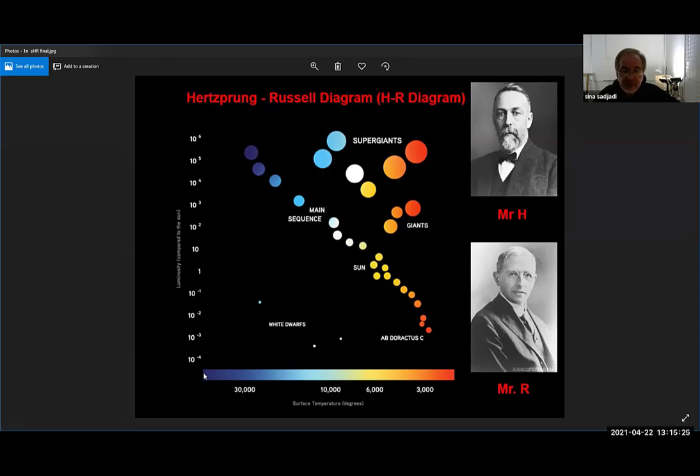And they had no idea what they were going to come up with. They weren't working together. Eventually they did, but they both came up with the same answer. When they plotted the temperature of a star versus its luminosity, it turned out they all fit in a line like this, a beautiful line like this. And they call it the main sequence of the stars.